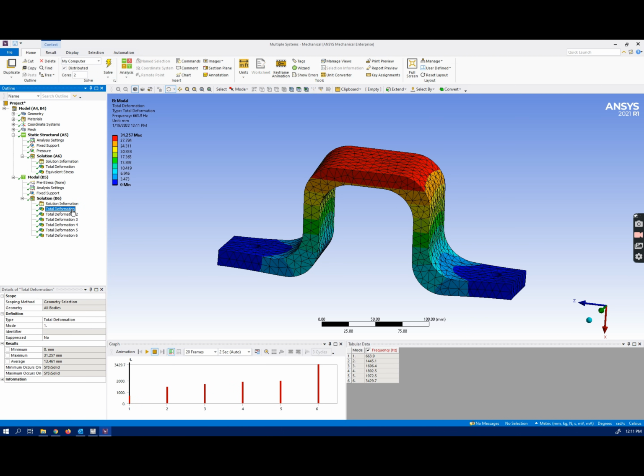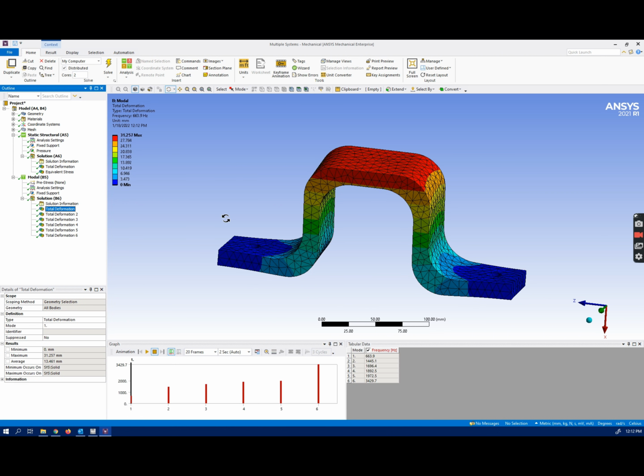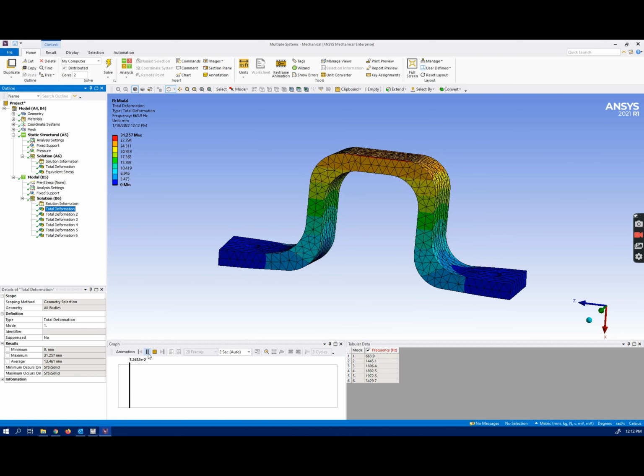The first one is for 600, which you can read here, 663, the first natural frequency. Check out the maximum deformation, 31 millimeter. For the static analysis it was 0.01. So as you can see, when we reach this natural frequency, we are going to have a huge deformation there. And what type? It is going to be like a side to side.